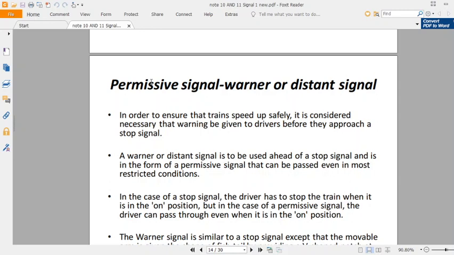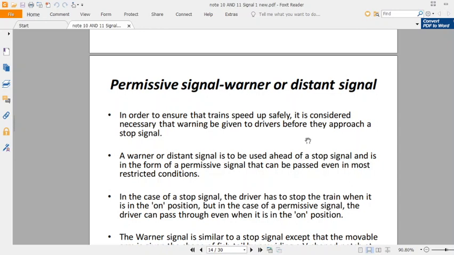In order to ensure that trains run safely, it is considered necessary that warning be given to drivers before they approach a stop signal. This advance warning is necessary, otherwise the drivers may confront a stop signal when they least expect it and take abrupt action, which can lead to a perilous situation. A warner or distant signal has therefore been developed, which is to be used ahead of a stop signal and is in the form of a permissive signal that can be passed even in the most restricted condition.